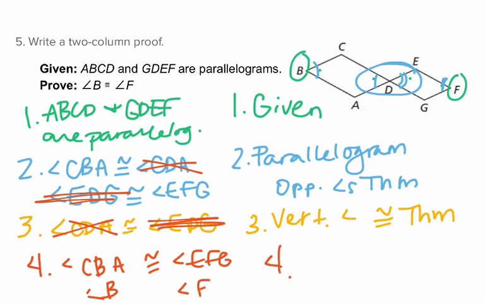Now how do we know that? Well, we got rid of all of those overlapping pieces. That is the transitive property of equality. So there we go. We proved that those opposite angles are congruent.